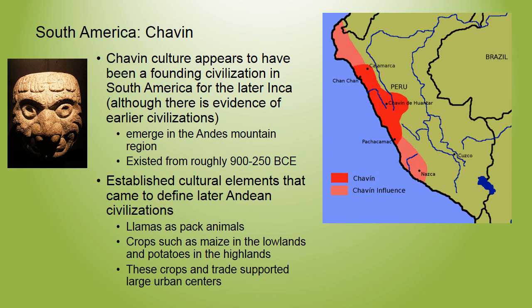And one big difference that you want to keep in mind between these civilizations and those in the Eastern Hemisphere, Mesopotamia, the Indus River Valley, the Yellow River, is that really these American civilizations did not domesticate animals like those in the Eastern Hemisphere. In the Eastern Hemisphere, they domesticated horses, oxen, pigs, and we just don't see that to the same extent here in the Americas. But something that they did do is they domesticated llamas, and they used them for pack animals.